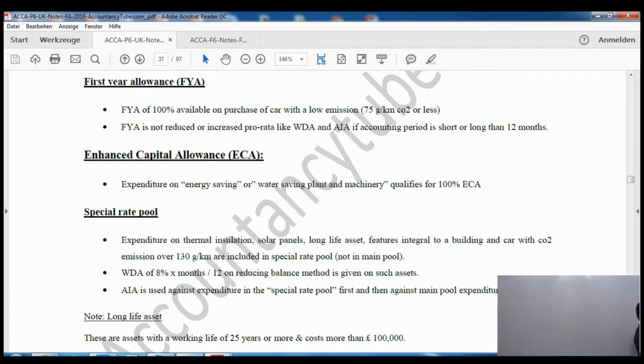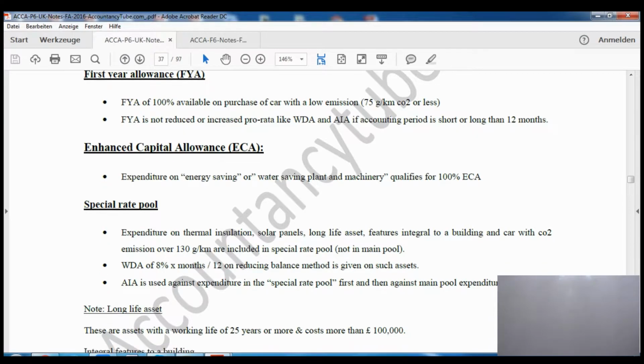The next one is the first year allowance. A first year allowance of 100% is available on the cars which you purchase that have low emissions. So for example, if you purchase a car which emits CO2 emissions of 75 grams per kilometer or less than that, then 100% first year allowance will be available on that car. However, we cannot reduce or increase this 100% like we used to do for writing down allowance and annual investment allowance. It will be 100% straight away. So we cannot increase it or decrease it.